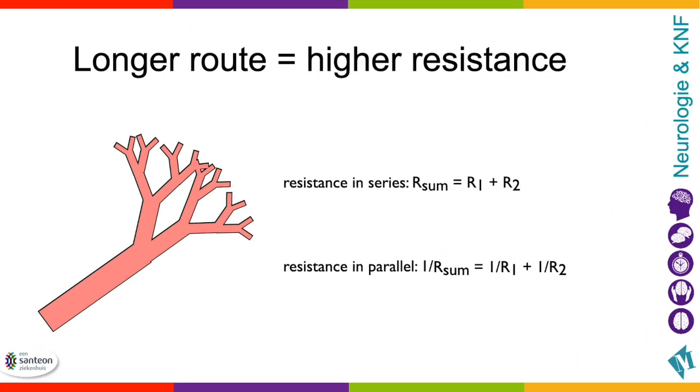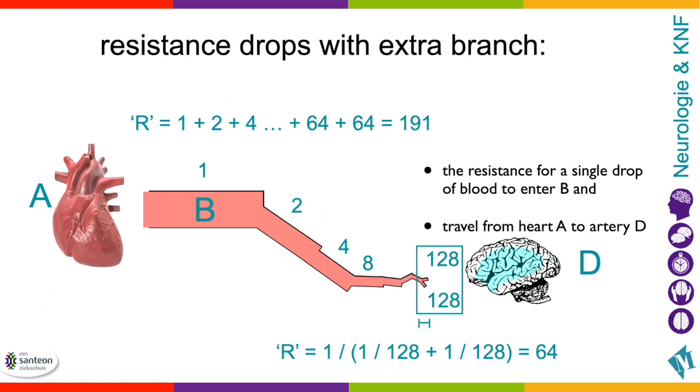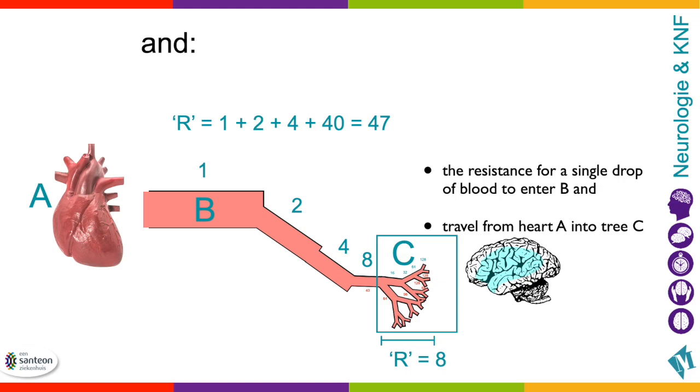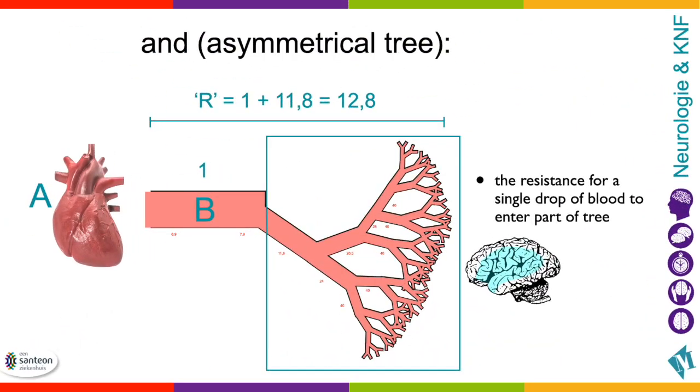But towards the periphery, the arterial tree splits up in many branches. At every node where a single artery splits into two, the resistance of each individual artery increases, but the overall resistance of two arteries in parallel becomes smaller than of either of its components alone, causing the resistance met by a droplet of blood to enter a group of arterioles to drop with every branch added. As for a subtree, the resistance becomes smaller and smaller. And in an asymmetrical tree, this holds true as well.